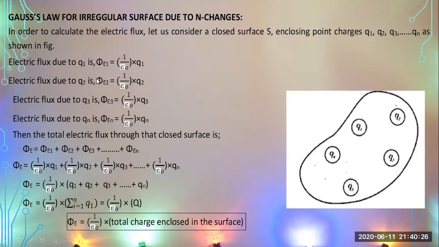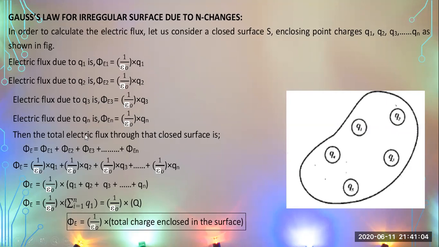And then we calculate the electric flux due to the second charge, and the electric flux due to the third charge. Similarly, following the same steps, we have calculated the electric flux through n number of charges. So if anybody asks you how will you calculate the total electric flux through this irregular surface, what we will do is add up the electric flux due to all the charges together, and finally we will get the electric flux through the whole irregular closed surface. So this is the irregular closed surface.